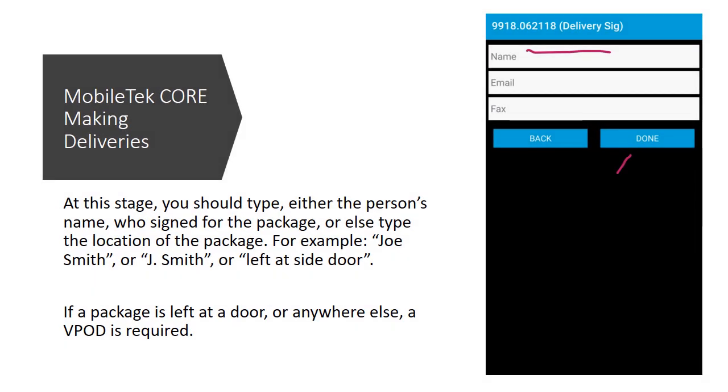At this stage, you should type either the person's name who signed for the package, or else type the location of the package. For example, Joe Smith, or J. Smith, or left at side door. If a package is left at a door or anywhere else, a VPOD is required.